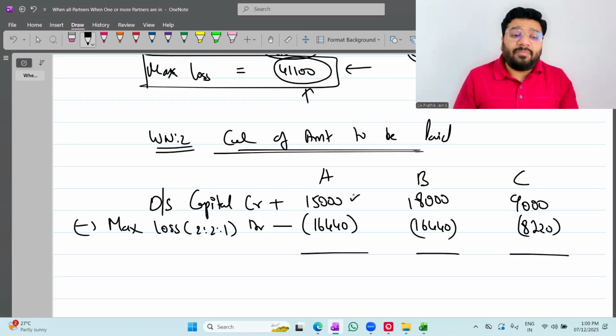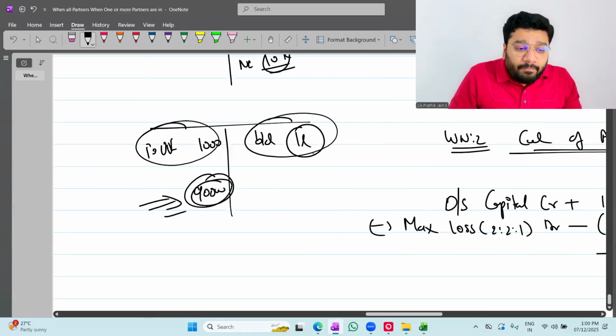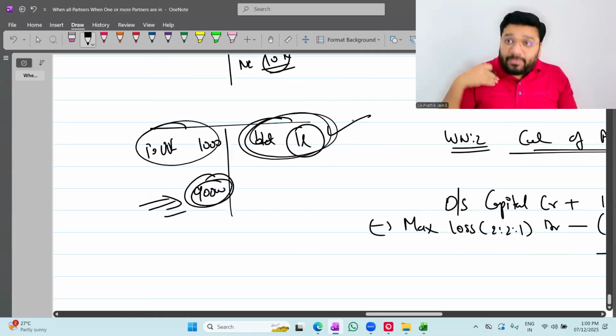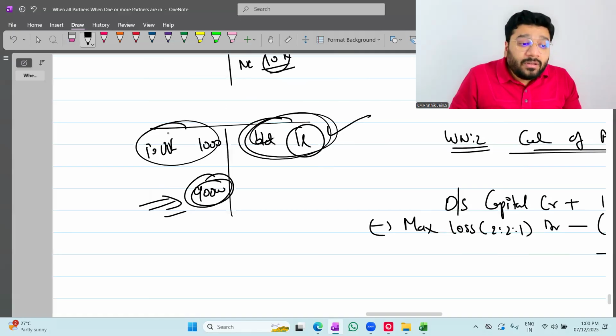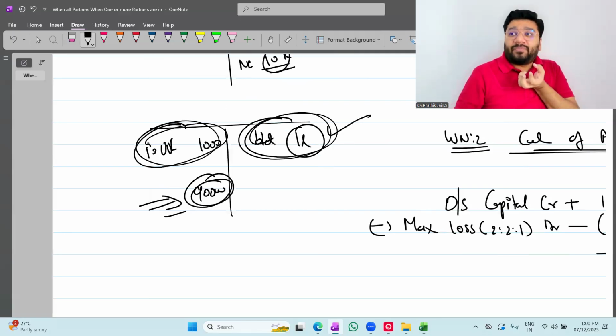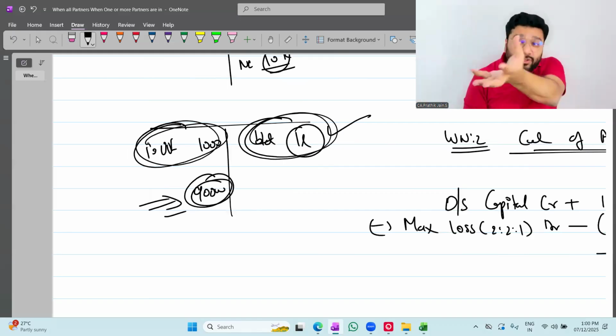From the partner I have to receive how much? 16,440. Please understand. Balance brought on 1 lakh to pay means what? I have to make the payment to the partner. Losses have to be recovered from the partner. Profit will be paid to the partner.